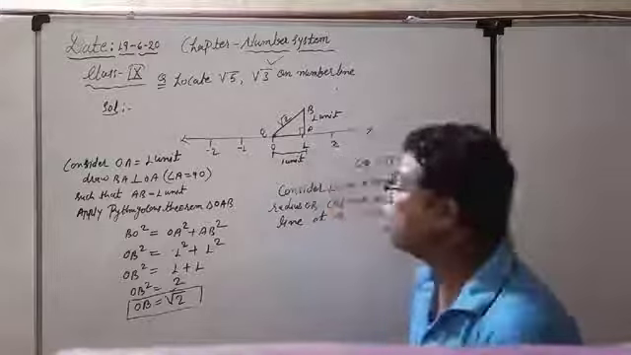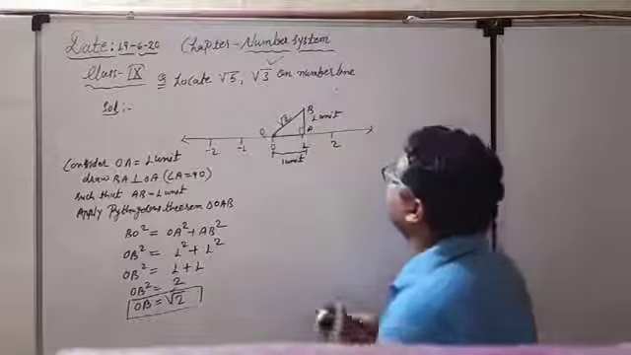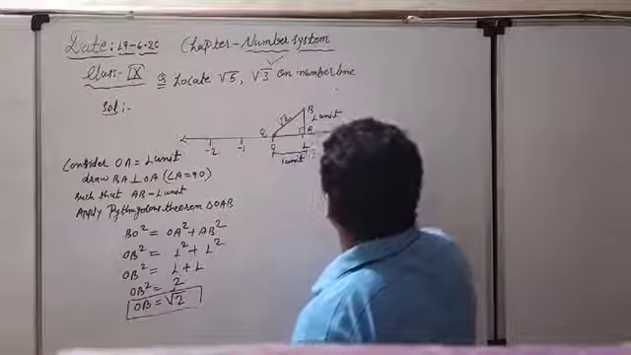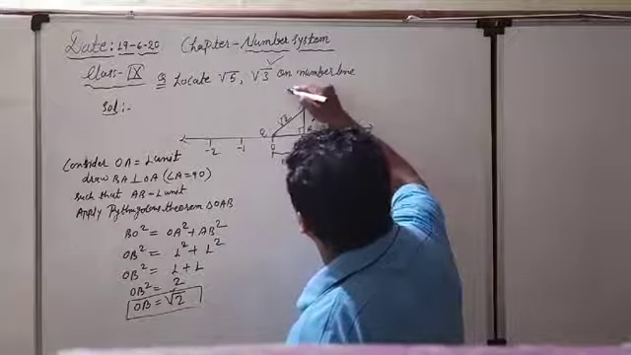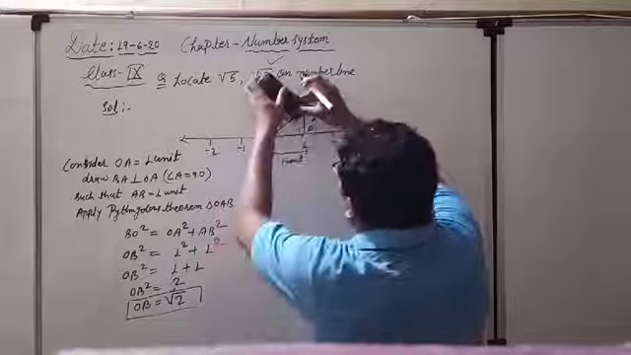So what we have to do again? From here one extra work will be there. What we have to do? Look here. Again, we only have to draw one more perpendicular. See here, I am going to draw one more perpendicular.